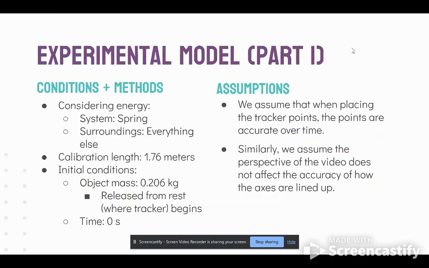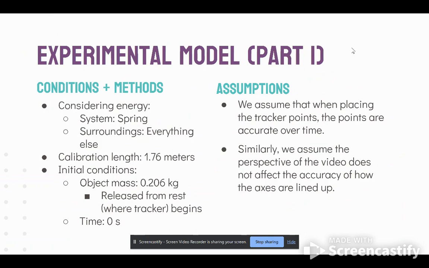So in the experimental model, the system is the mass of the Slinky, while the surroundings include the Earth and everything else. The calibration length used in Tracker was a distance of 1.76 meters, and as for the initial conditions, the object had a mass of 0.206 kilograms, and it was released at time 0 seconds.